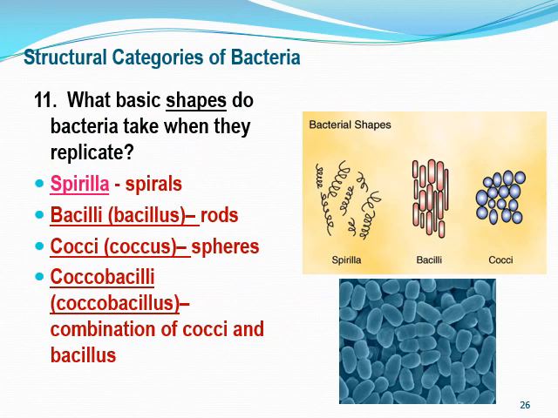Okay, so if you look on page 205 of your textbook, you'll see a really good picture of the different basic shapes that bacteria take on when they replicate. Okay, spirilla, which makes sense, is spirals, right? You see that in the picture. Bacilli is the rods. Cocci is the little spheres, right? And then you have the coccobacillus, which is a combination of the spheres and the rods, right? It looks like a cross between the two.